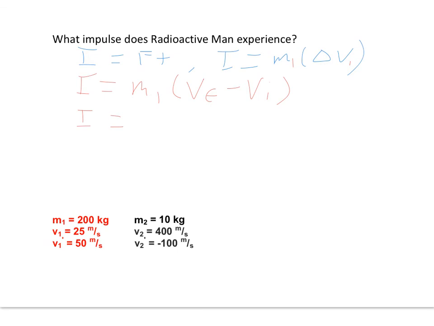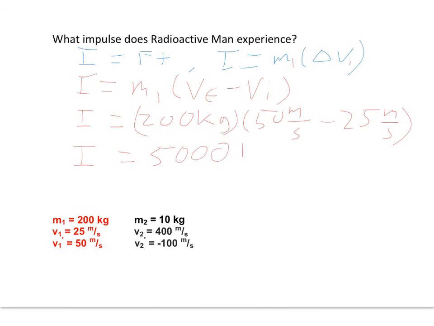Radioactive man has a mass of 200 kilograms. His speed is increased up to 50 meters per second when it was 25 meters per second. If I go through and do a quick calculation, I wind up with 5,000. And if I look at my units, kg m over s.